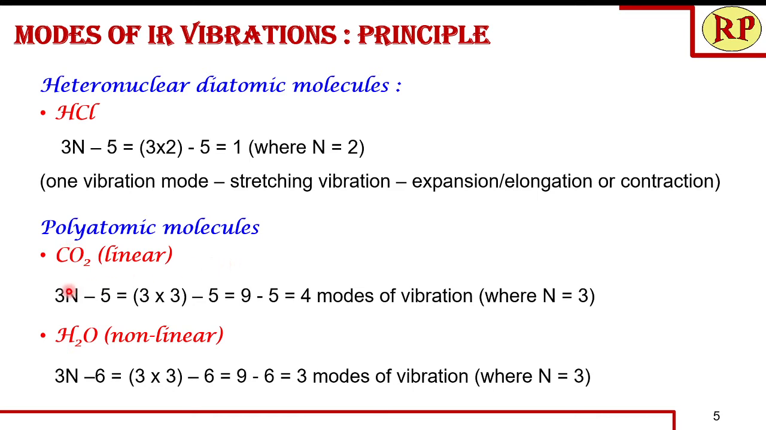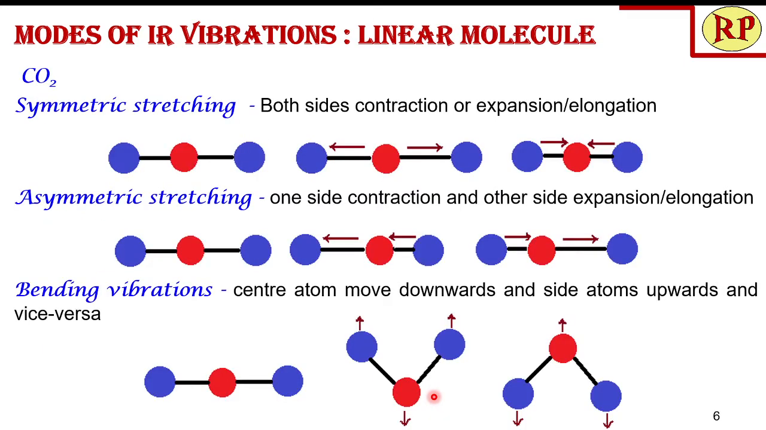For polyatomic molecules, if I have a linear molecule like carbon dioxide, the formula will be 3n minus 5. We have 3 atoms, so 3 into 3, 9, 9 minus 5 is equal to 4. So we will have 4 modes of vibration. But if you have a non-linear molecule like water, the number of modes of vibration is 3n minus 6. So 3 into 3 minus 6, that is, we will have only 3 modes of vibration. This way you can calculate for any type of polyatomic molecule.